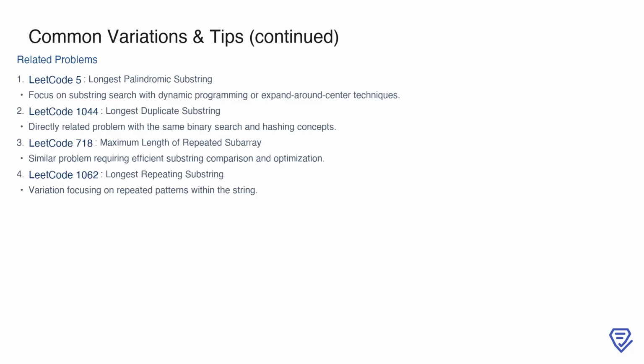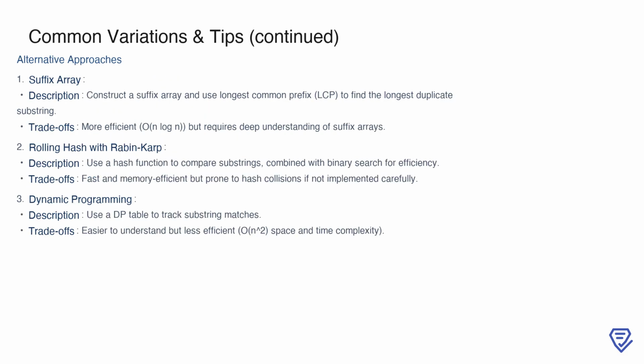LeetCode Problem 718, Maximum Length of Repeated Subarray, introduces similar concepts, focusing on efficient substring comparison and optimization. Lastly, LeetCode Problem 1062, Longest Repeating Substring, is a variation that centers on identifying repeated patterns within a string. By understanding these related problems, you can deepen your grasp of substring search techniques and become more versatile in handling similar challenges.